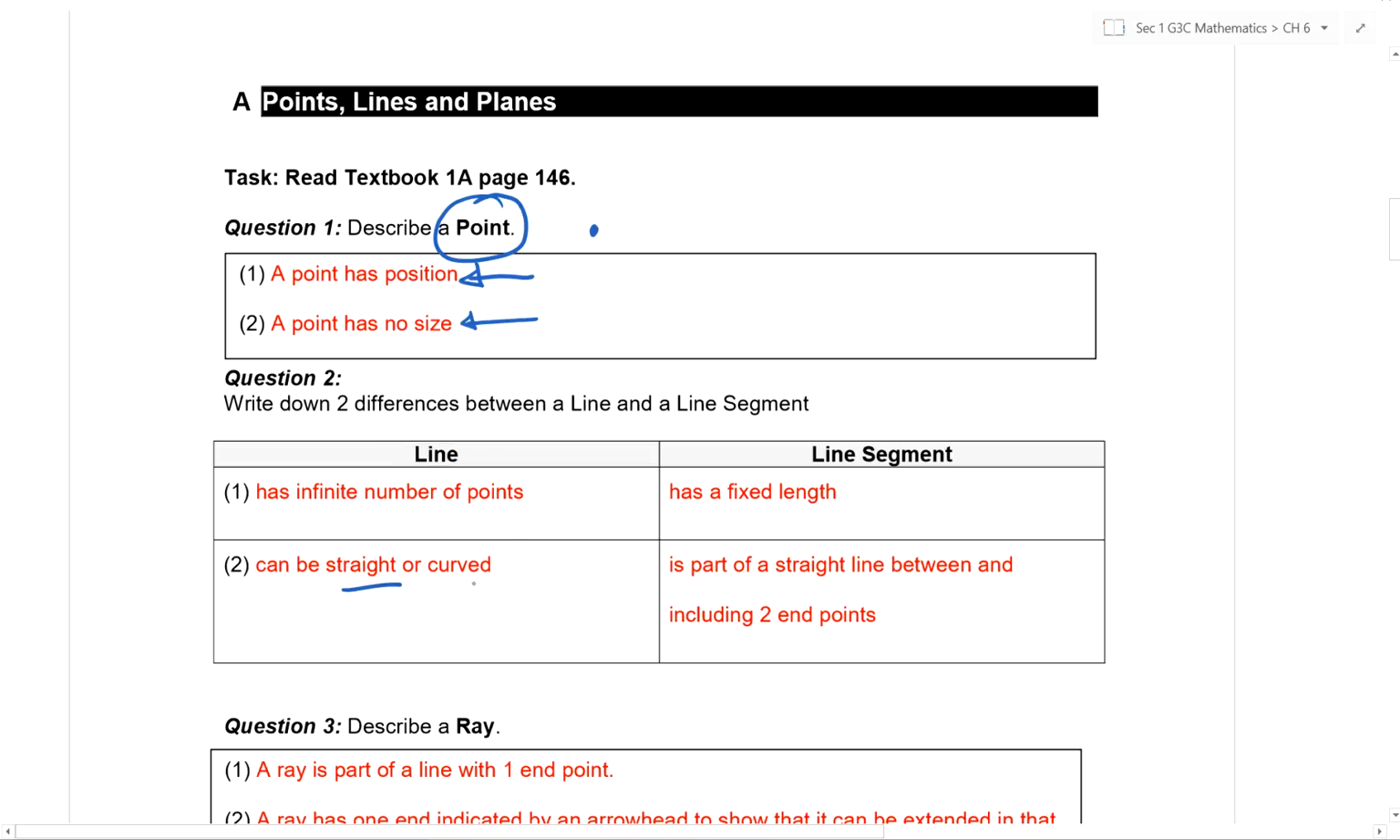The next difference that we have between a line and a line segment is that a line can be straight or it can be curved. So either a straight line or a curve. These are both lines, and they both stretch to infinity. Whereas for a line segment, we will only be referring to part of a straight line between and including two endpoints. This over here is an example of a line segment known as OA, starting from O, ending at A. This O and this A are known as the two endpoints.